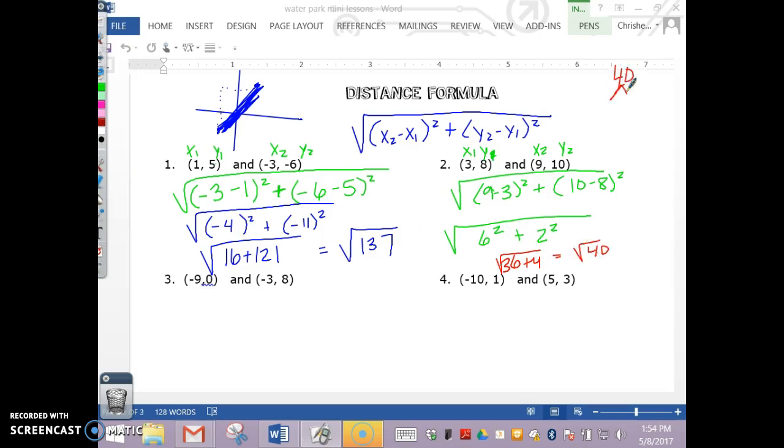Now we know how to continue with this, breaking it down into its prime factorization. So 40 is 4 times 10. 4 is 2 times 2. 10 is 2 times 5. There's my group. So my final answer, 2 square root of 10.